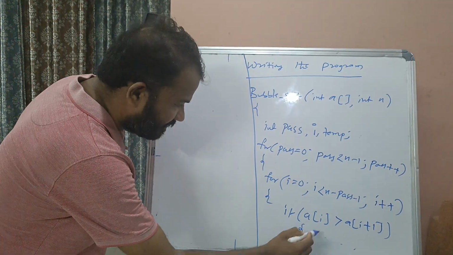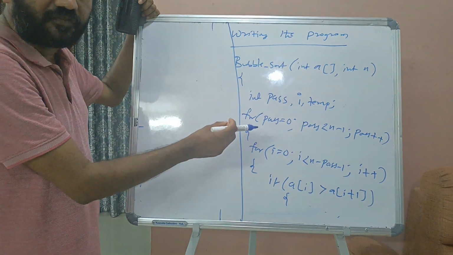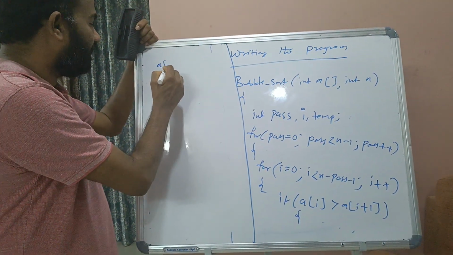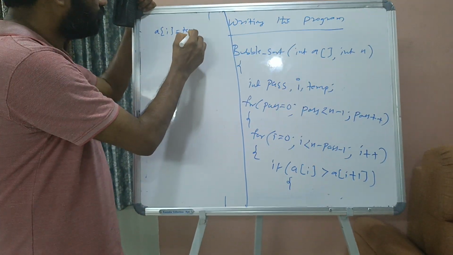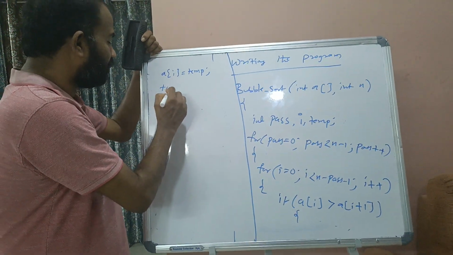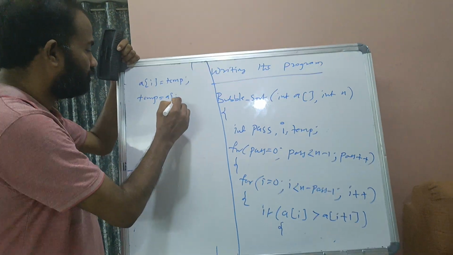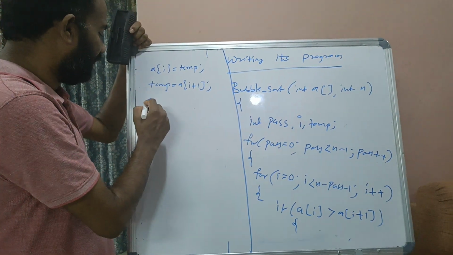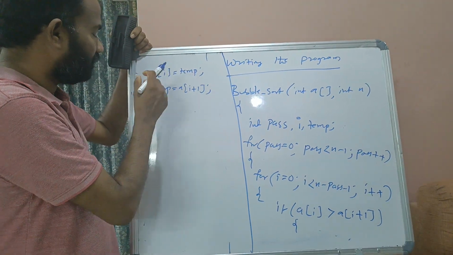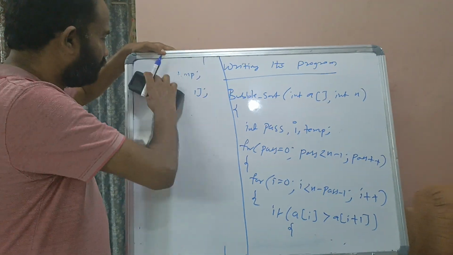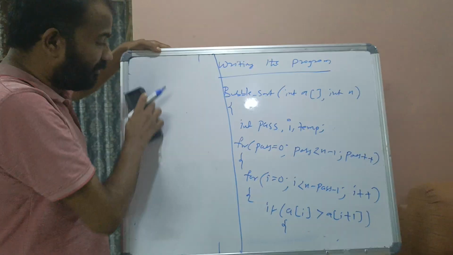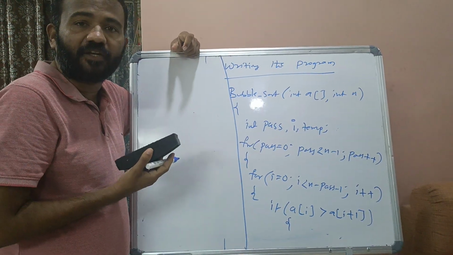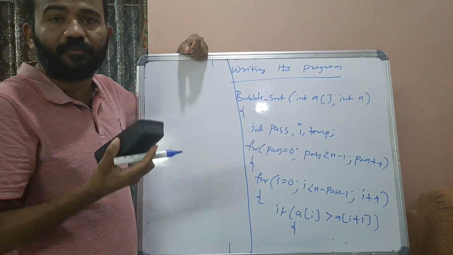Right, A of I is greater than A of I plus 1. That means A of 0 is greater than A of 1. So then we need to swap. A of I is equal to temp. Temp is equal to A of I plus 1. Sorry, how to swap. So before going to write the logic, we need to discuss what is the use of the temp variable here. The temp variable is used to swap these two elements.